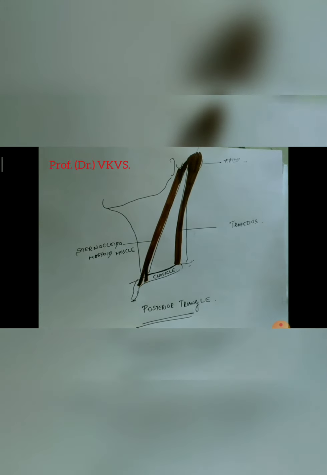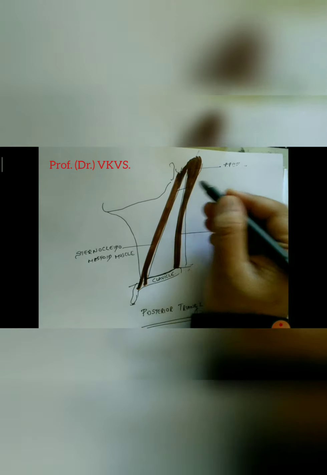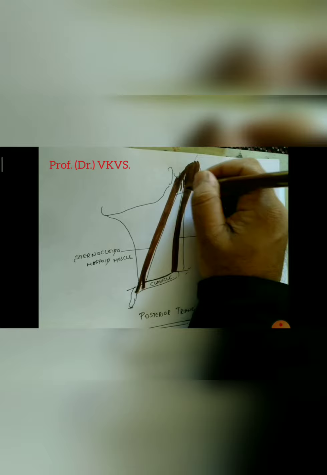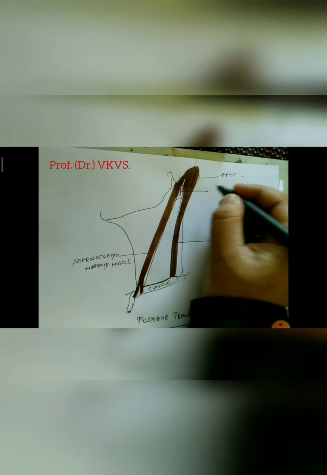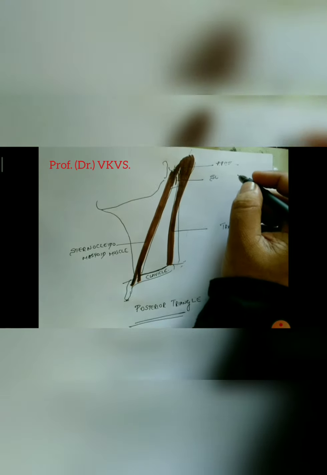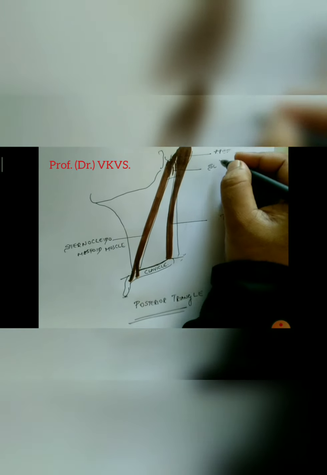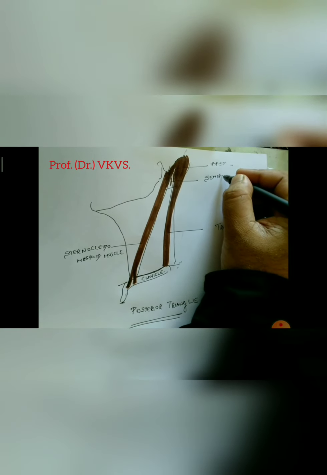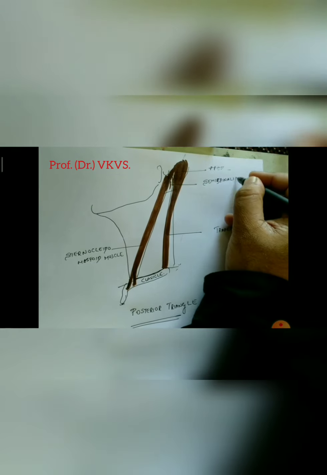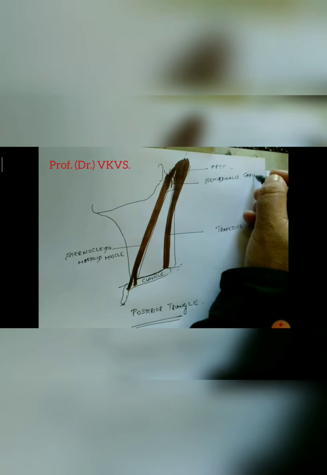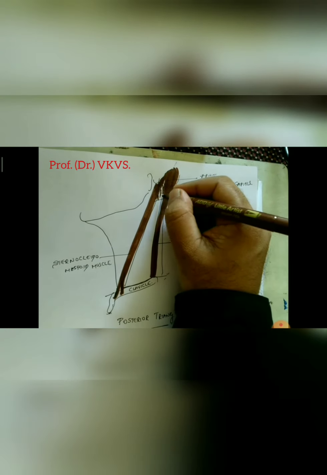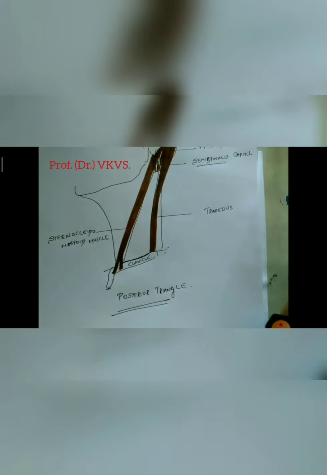Now we'll write the structures in the floor of the posterior triangle. Semispinalis capitis. See the direction of muscle fibers. It is almost vertically down. Semispinalis capitis. Spinalis capitis. Semispinalis capitis.